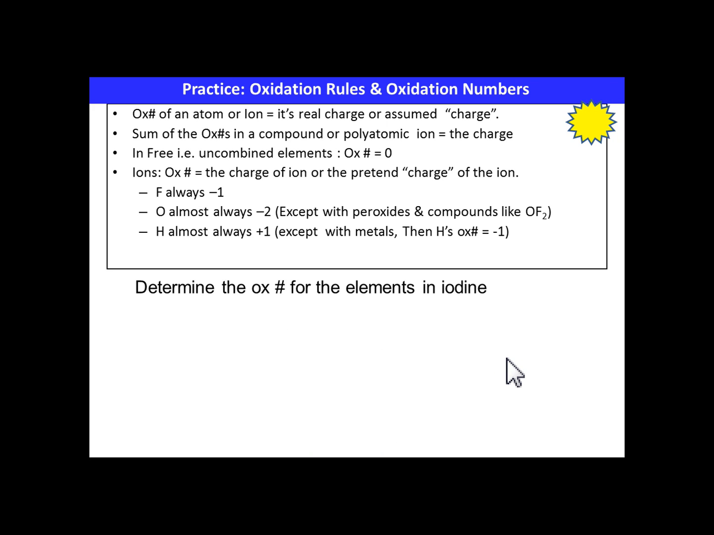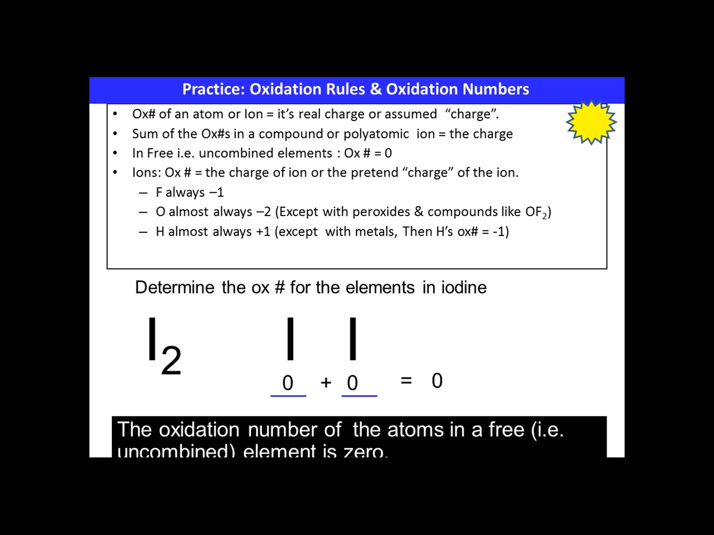Determine the oxidation numbers for the element in iodine, I2. Well, this is a free element. It's a diatomic element. Each of these has the same oxidation number, and it has to add up to 0. So the only possible logical choice for that is that they're both 0. The oxidation number of an atom in a free element or uncombined element is 0. Remember that rule?